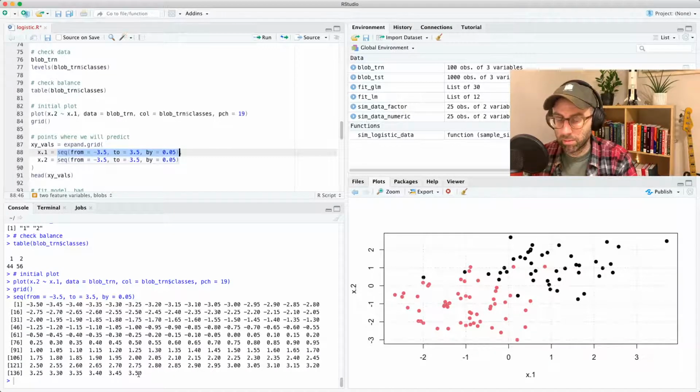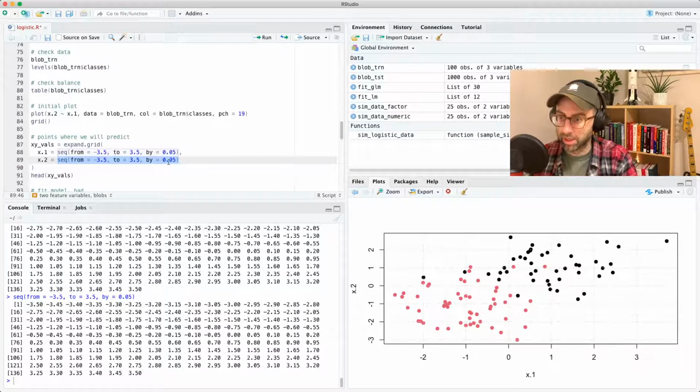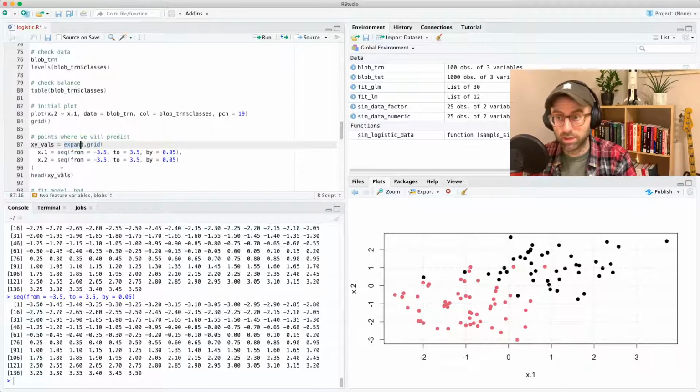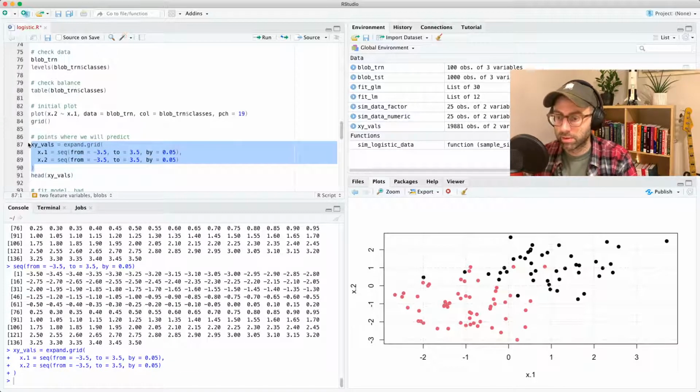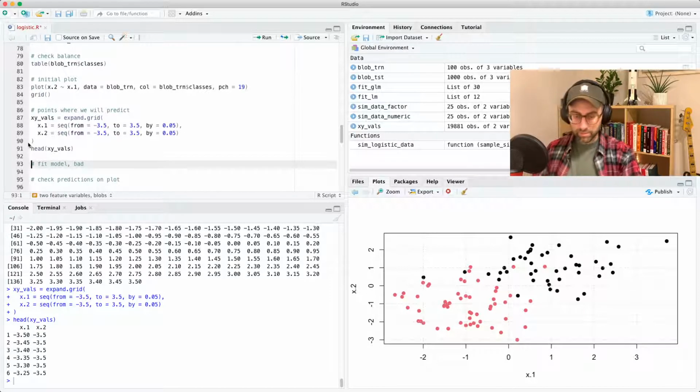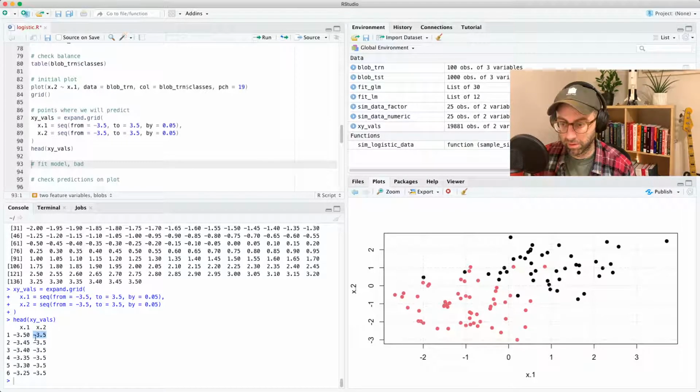So these are all the potential x1 values that I'm going to predict at. And then here are a bunch of x2 values that I'm going to predict at. What this expand grid function does, which is pretty nice, and we'll just look at some of that output, is it creates a grid, basically a cross of all those possible things. So for a fixed x2 value of -3.5, we consider all of the x1 values. For then x2 of -3.4, we consider all of the x1 values, and so on and so forth.